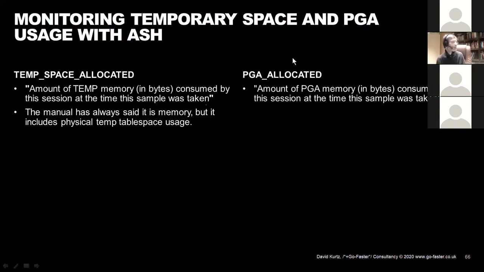So we haven't got any questions at the moment. I will do one last subject and then we'll call it a day, because I want to talk about TEMP-SPACE and PGA, and we may not get to do it in as much detail as we'd like. There are 2 columns on the ASH data, TEMP-SPACE allocated and PGA allocated. The manual says TEMP-SPACE is in memory. I think it includes physical temporary space usage.